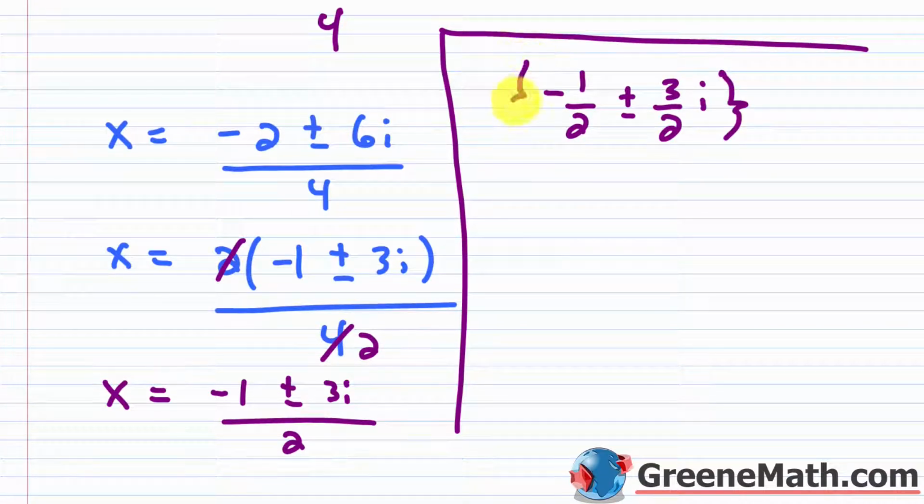Let me try to make this one a little bit better like that. Okay, and of course, this is two different solutions, right? You have negative 1/2 plus 3/2 times i, and then you have negative 1/2 minus 3/2 times i.